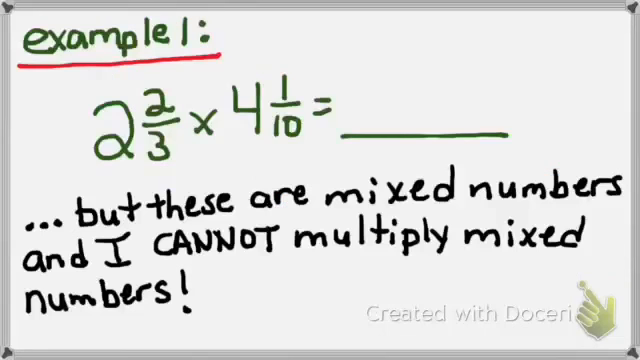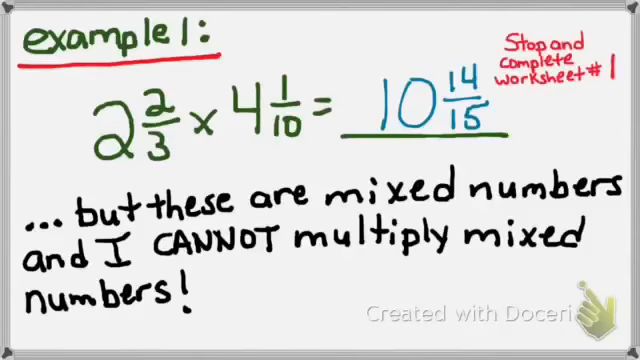So go back to my original answer line, and I will write my answer 10 and 14/15. So 2 2/3 times 4 1/10 equals 10 and 14/15. Again, I cannot multiply mixed numbers, but I can change my mixed numbers into improper fractions. Please stop the video and complete worksheet number 1 right now.